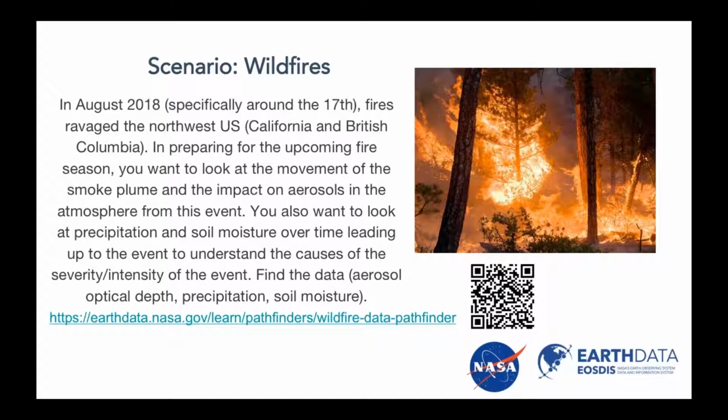Then we want to say, so what the next step is, how do we actually find data? So, take a minute to look at it, and then we can start that and answer some questions.